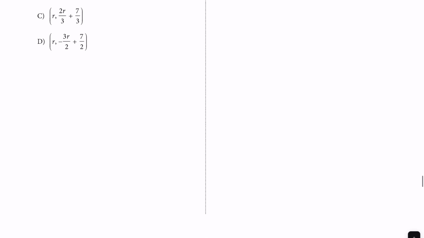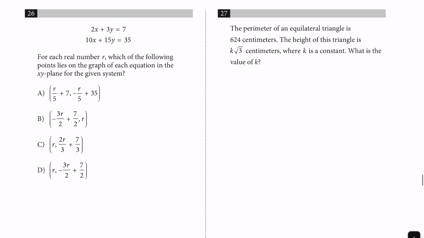All right, I believe these are the last two questions. So for question 26, for each real number r, which of the following points lies on the graph of each equation in the xy plane for the given system? What's important here is that we have for each real number r. That means we can plug in a real number r that works for us, and then just check which of the values fit these equations. That's a good way to get rid of some of the answer choices that aren't correct. So if we plug in r equals 0, that's a very easy choice. What do our answer choices become?